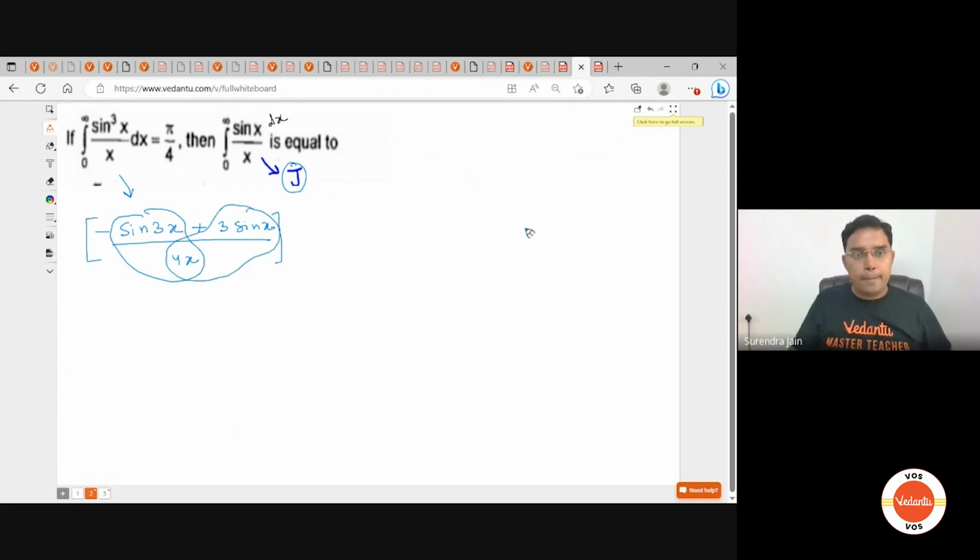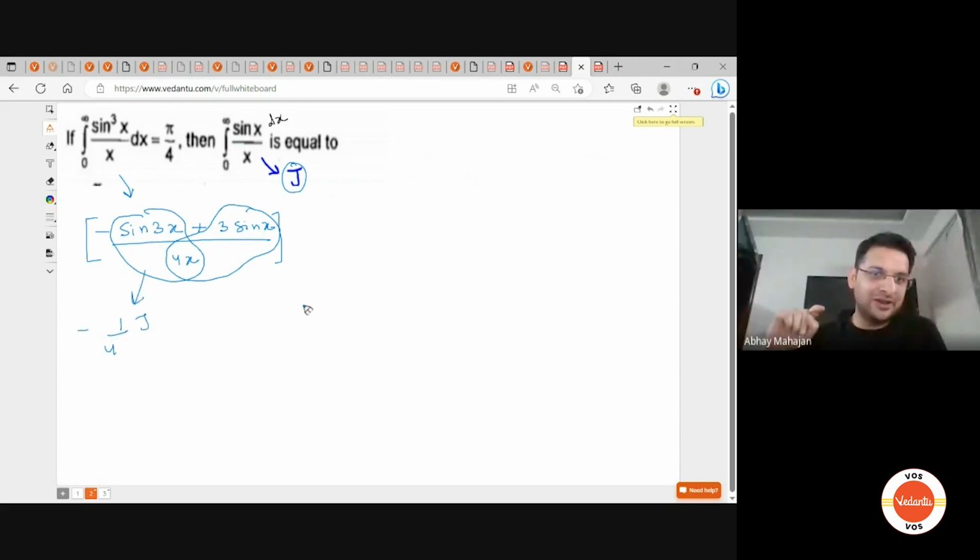Okay. Like this is sine 3x upon 4x. You can write this as sine 3x upon 3x, and 4 you can bring outside. So it will become kind of 1 upon 4j. Okay, I'll add one more thing.